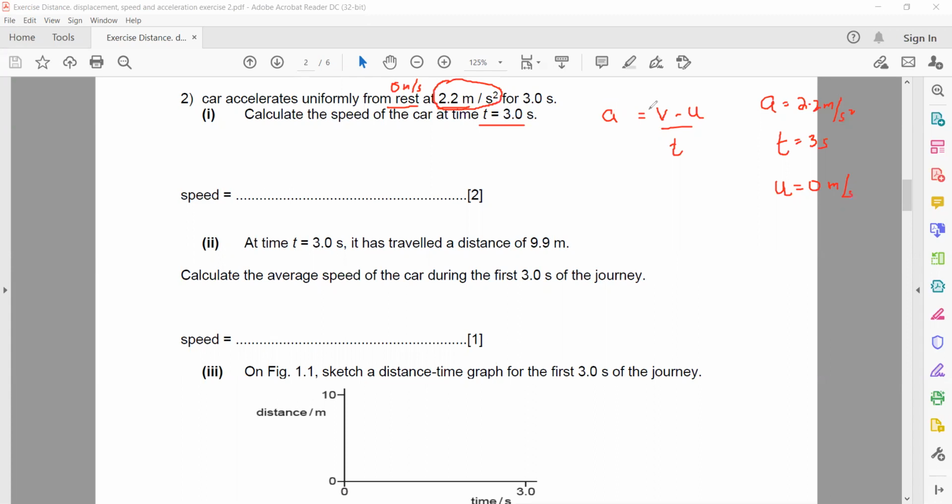So we have the formula a equals v minus u over t. a is acceleration, which is 2.2. v is the final speed we are finding, u is the initial speed, that is 0, and t is 3. So this 3 is divided, on the other side it will be multiplied. So it will be 2.2 multiplied by 3, and v minus 0 is basically v. So 2.2 multiplied by 3 is equal to 6.6 meter per second. Is it clear? Question 2 part 1.